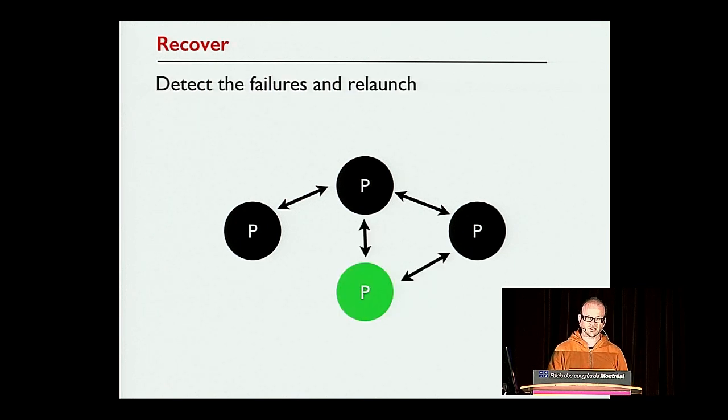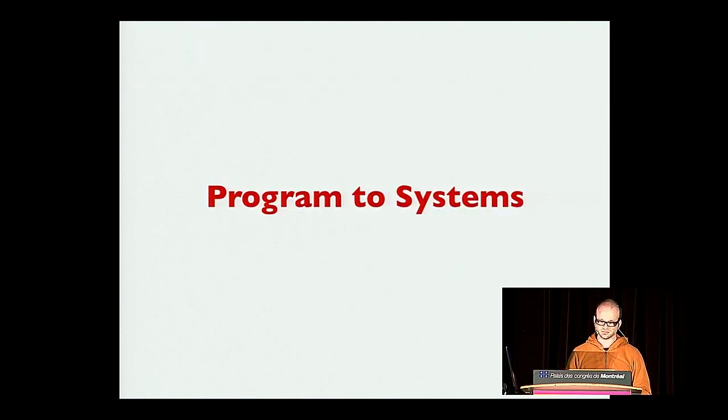And the system should be able to detect the failure and relaunch it. In Erlang, this is quite easily done by using supervisors. When the process crashes and you supervise it, the supervisor will detect that the process crashed and will relaunch it. But in Python, this is not easy to do.